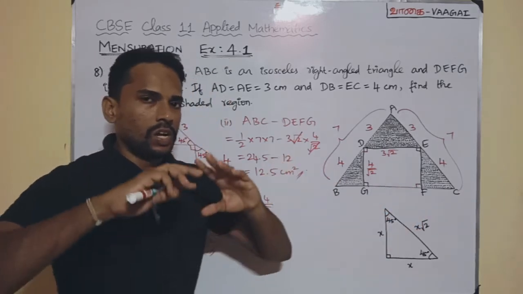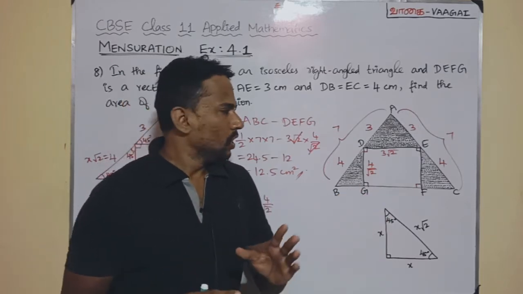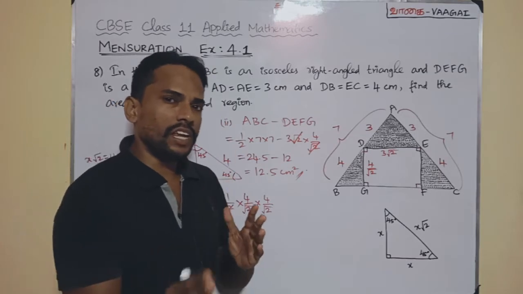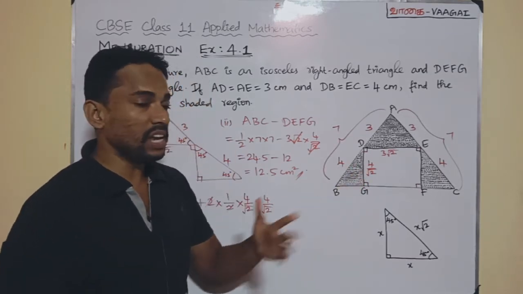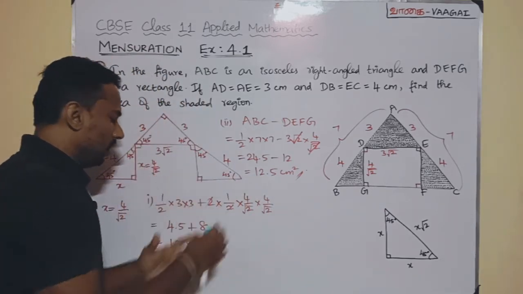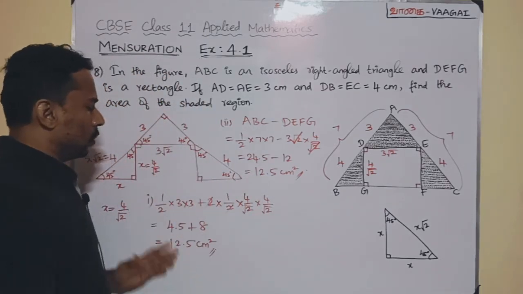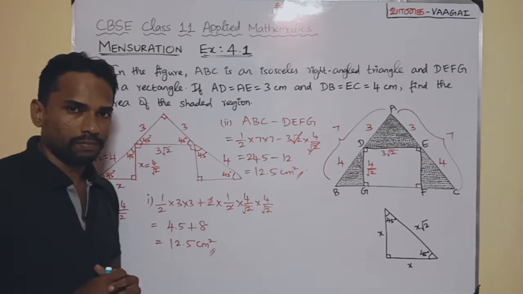Now please remember something: whenever you need to find the area of the shaded region, you just take it like from which area, if you subtract which area, you will be able to get the answer. That way, if you think, that will be very efficient, and it will be easy for you to solve the problem. However, the answer to this question is 12.5 centimeter square for your question number 8.